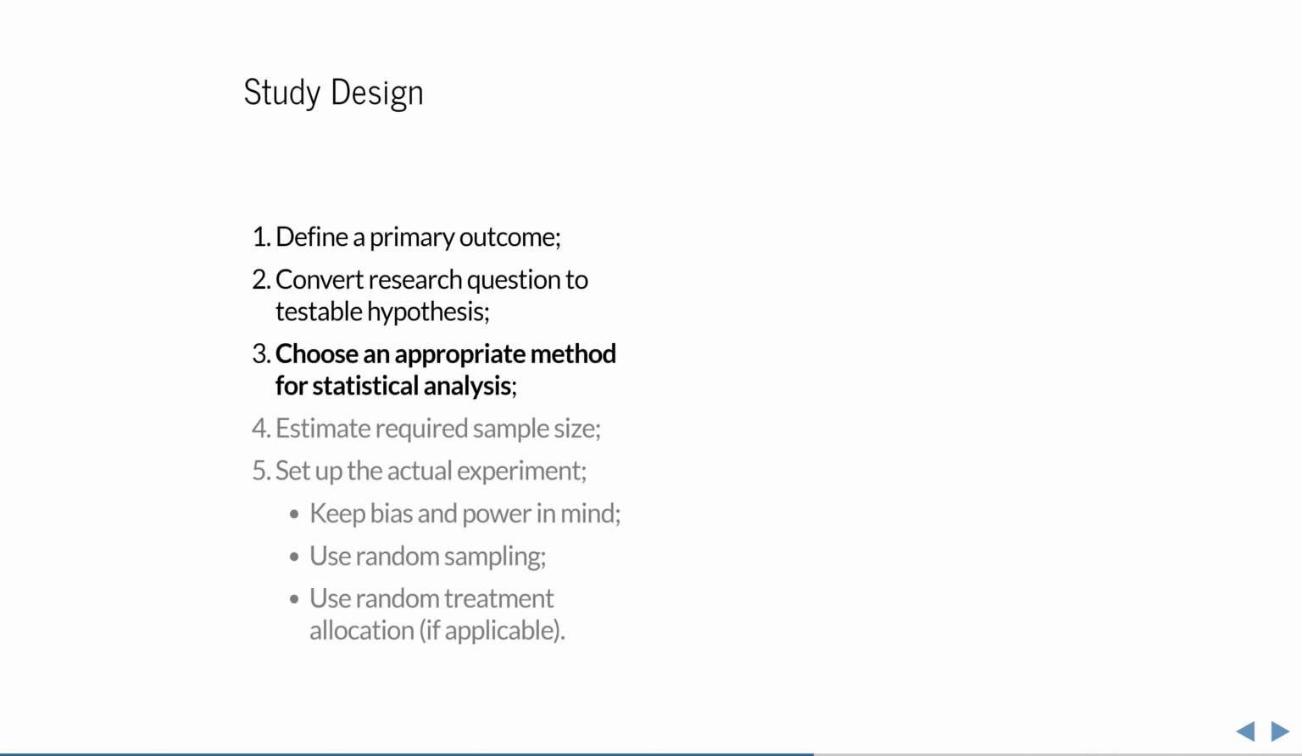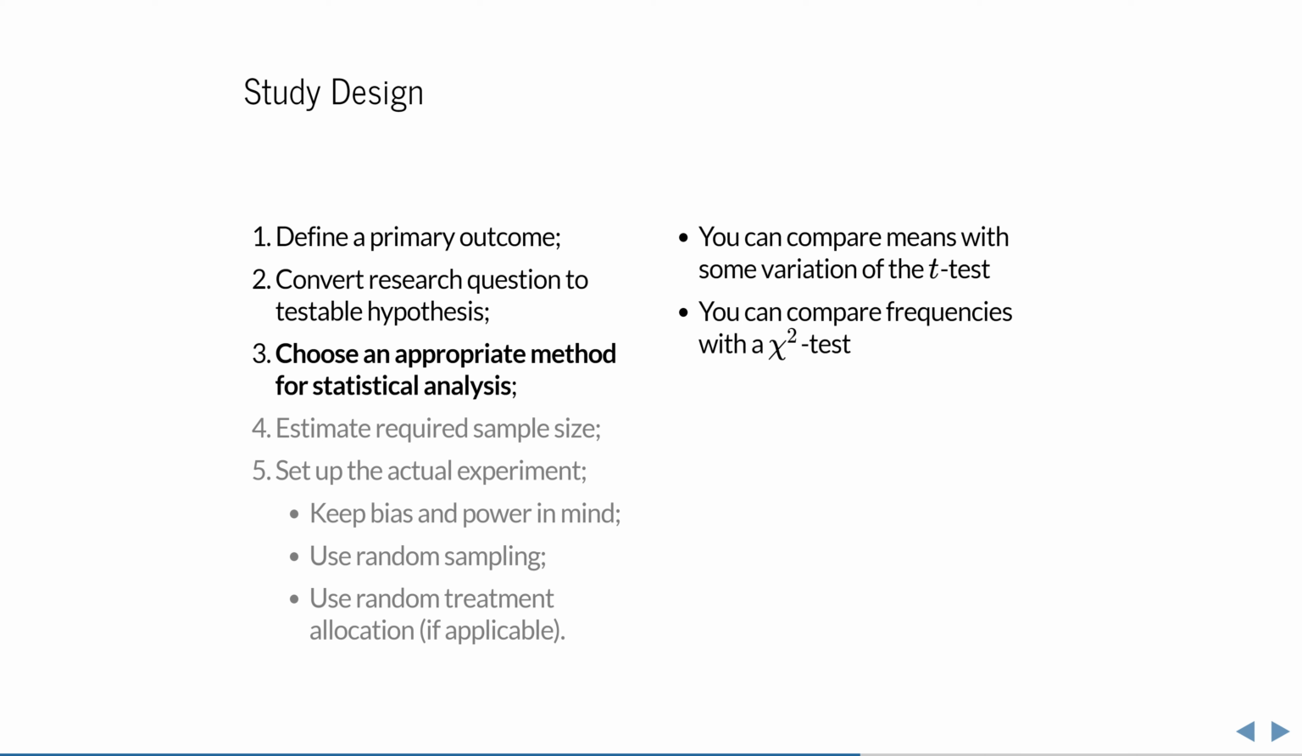By converting the research question into a null hypothesis, it already becomes clear what method could be used for analysis. You can compare means with some variation of the t-test, and you can compare frequencies with the chi-square test. Of course, there are more elaborate ways to do this, but in principle, this would be a correct approach.